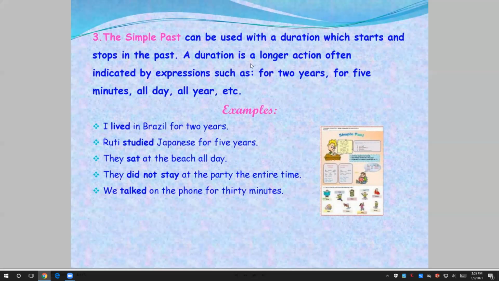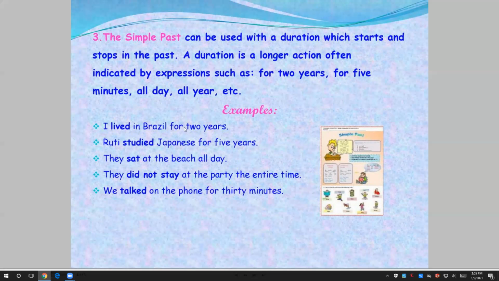So this duration is indicated by these expressions. So you might have expressions like for 2 years, for 5 minutes, all day, all year. So all these time expressions indicate that the action started in the past and then it stopped in the past.